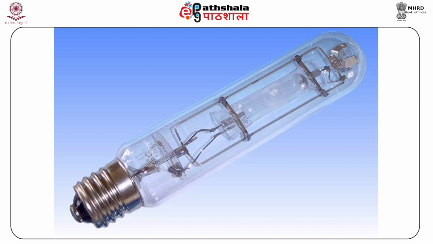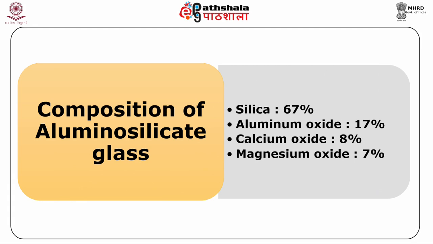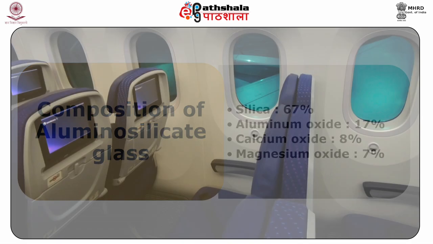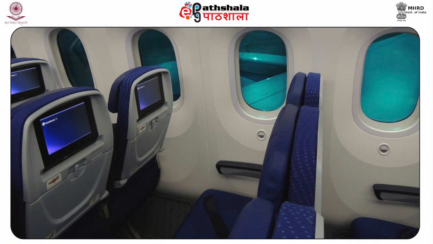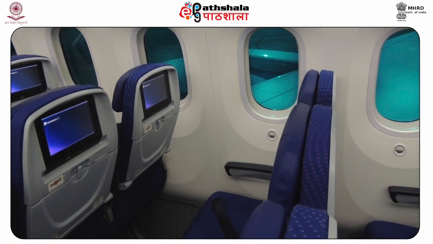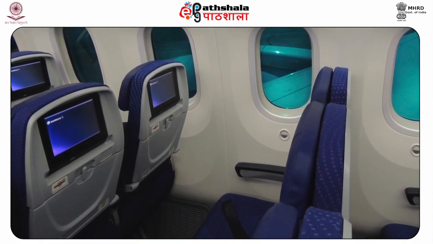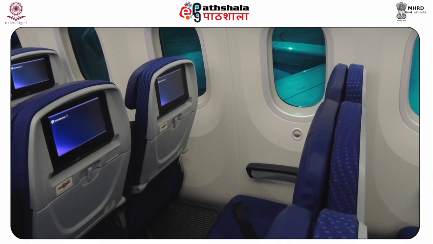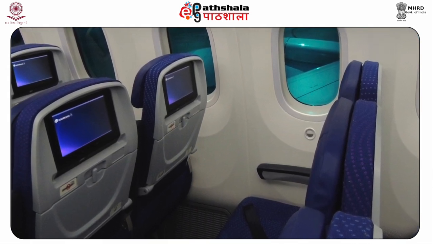The composition is as follows. Silica 67%, aluminium oxide 17%, calcium oxide 8%, magnesium oxide 7%. 96% silica glass. It is a type of borosilicate glass from which all the non-silicate elements have been removed. This glass is resistant to temperature up to 900 degrees Celsius.